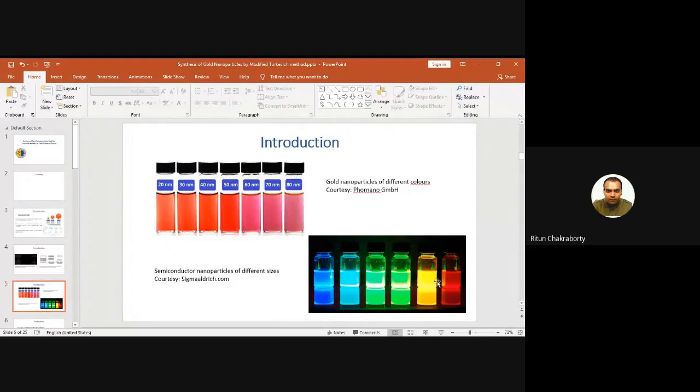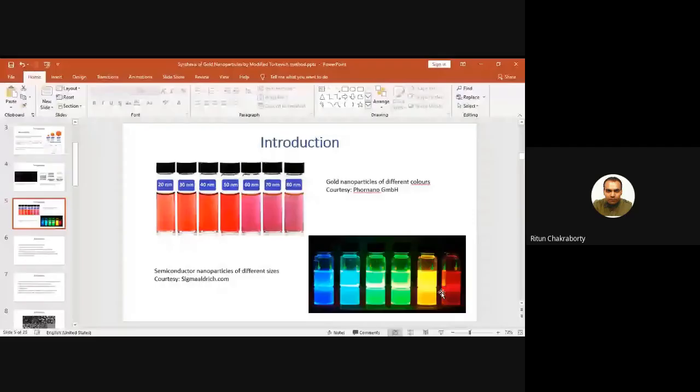And for semiconductor nanoparticles, what happens? You see difference in color. Difference in color means they are of different sizes. So you see blue color and you see red color. This blue color means nanoparticles are the smallest, and red color here in the extreme right means nanoparticles are largest. Depending on size they exhibit different colors, and they show such colors if you take this nanoparticle samples to a dark room and you illuminate them with a UV lamp.